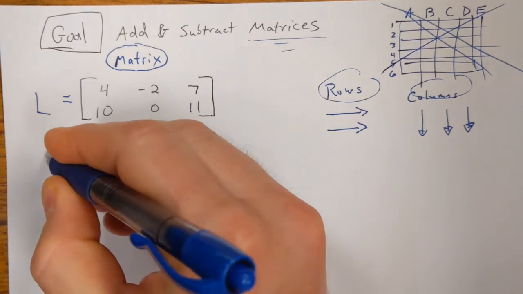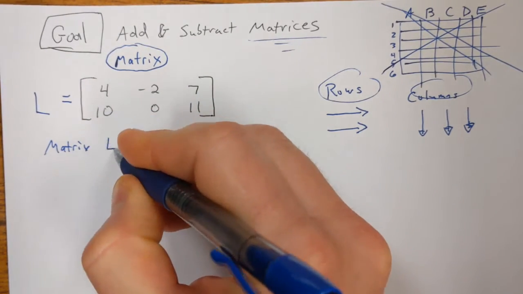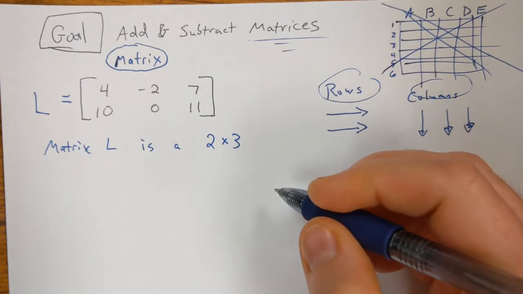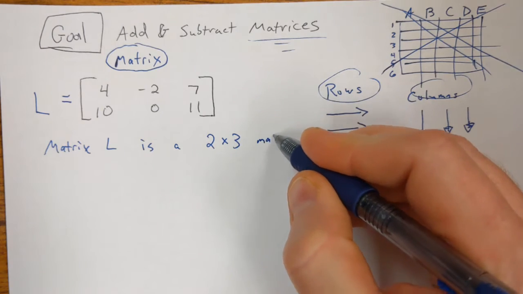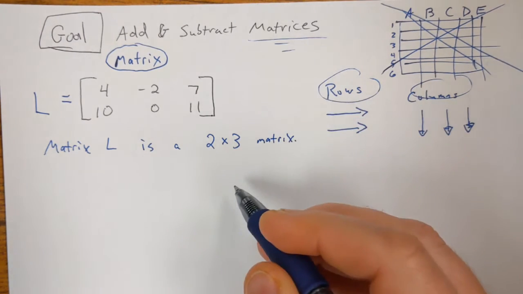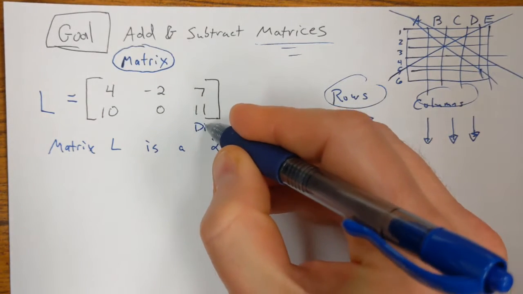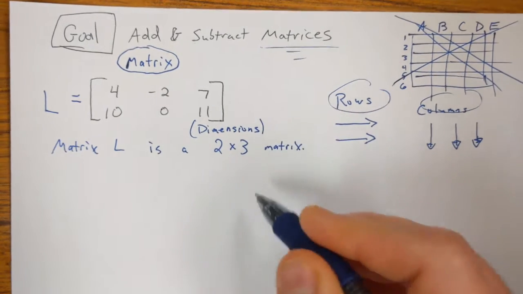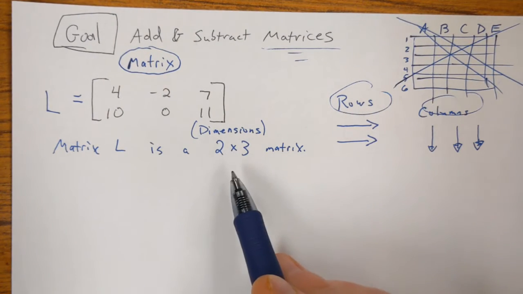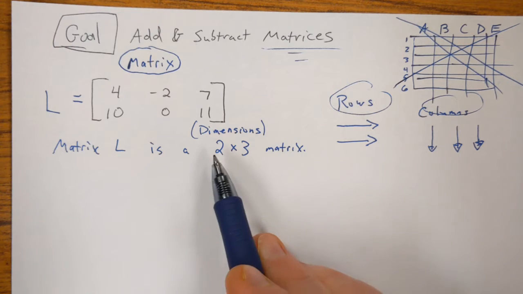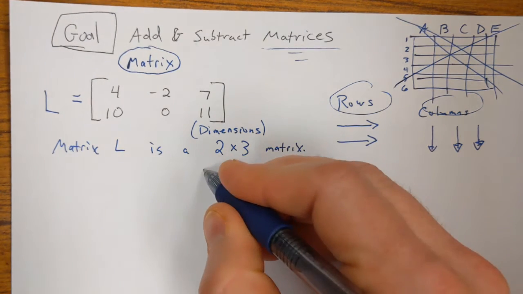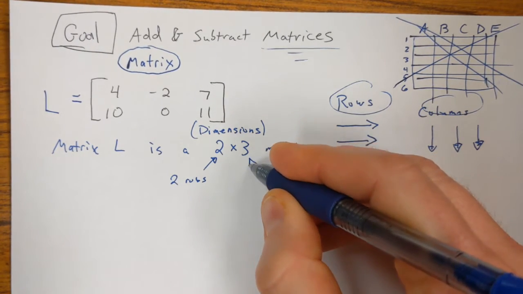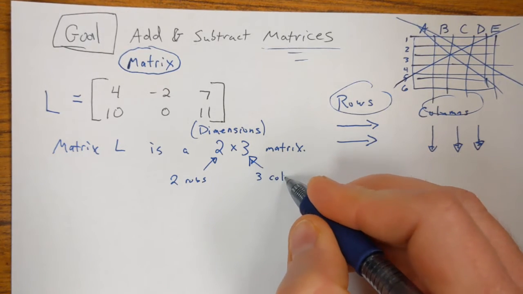We would say matrix L is a 2 by 3 matrix. And this right here, this 2 by 3, is called its dimensions. If you're ever asked to find the dimensions of a matrix, you're going to write it like this, 2 by 3, where the 2 represents that it has 2 rows, and the 3 represents that it has 3 columns.